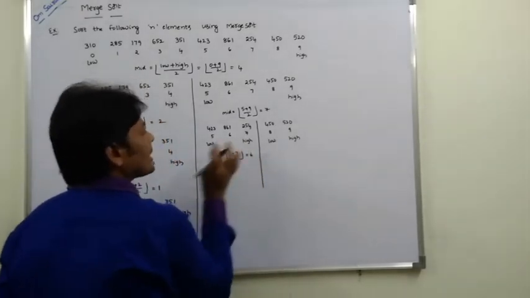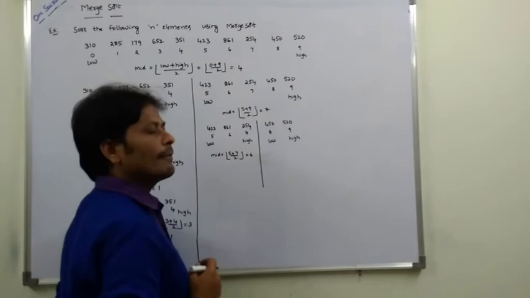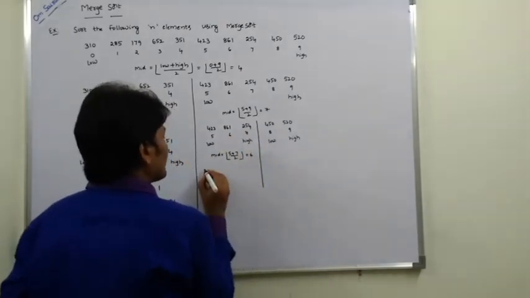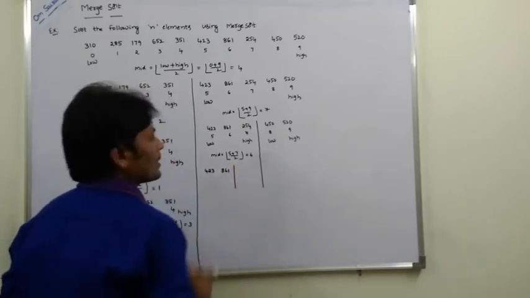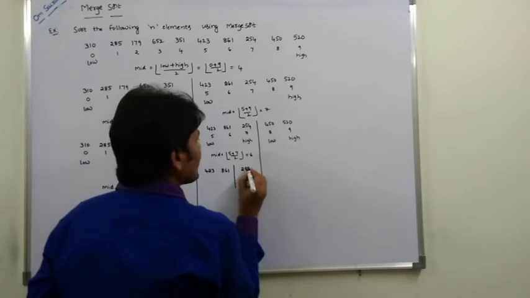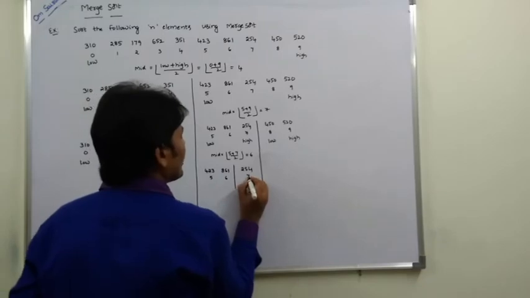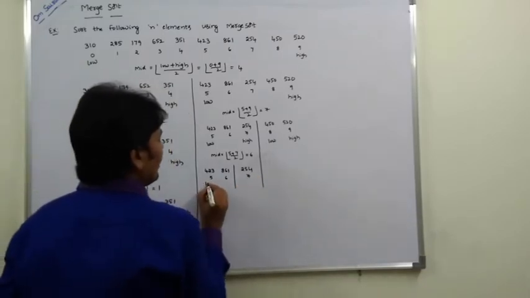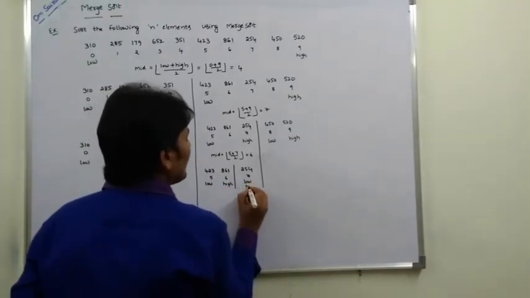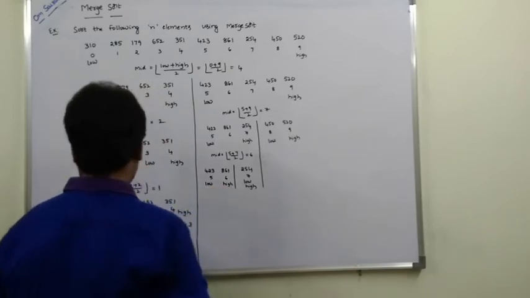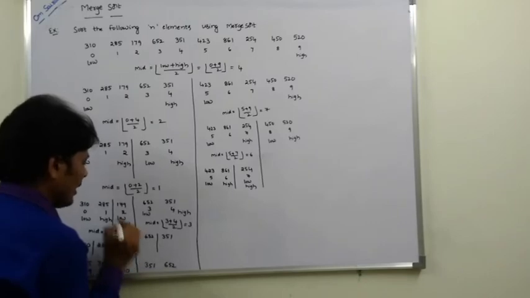So then 5 to 6 is the first sublist, only 7 is there in the second sublist. So that is 423, 861. So it contains the first sublist, and the second sublist contains only the 7th element. So that is 5, 6, that is 7. So this is low value and this is high value. So this is also low value and this is also high value. So this is also low value and this is also high value.